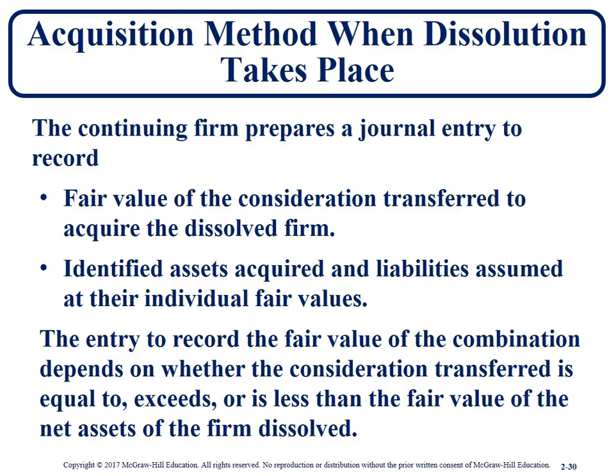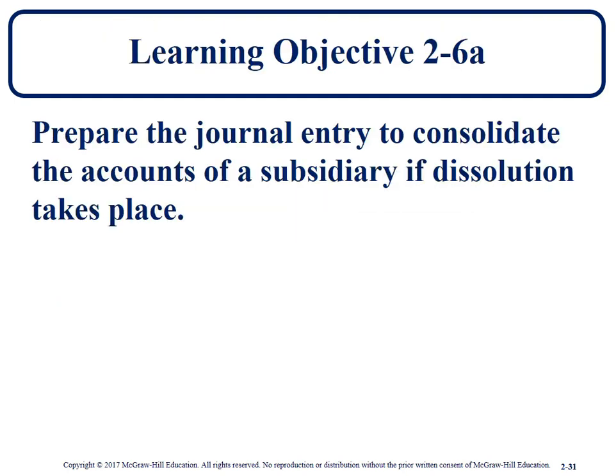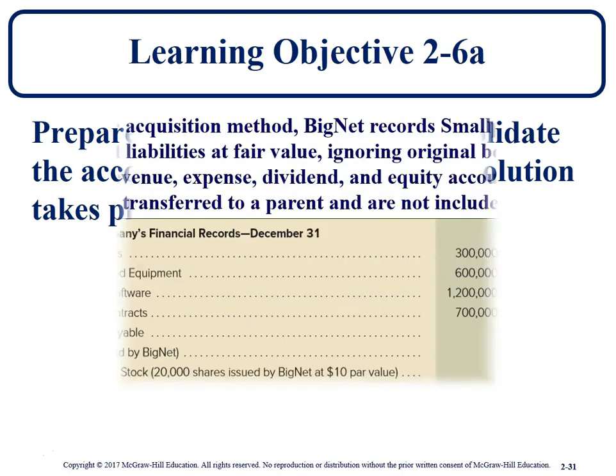The entry to record the fair value of the combination depends on whether goodwill is equal to, exceeds, or is less than the fair value of the net assets of the firm dissolved. So we're going to go through the first example, which is exactly what we paid, and then we'll look at goodwill. Okay, so let's go ahead and look at Learning Objective 2.6a. We're going to prepare the journal entry to consolidate the accounts of a subsidiary if dissolution takes place.